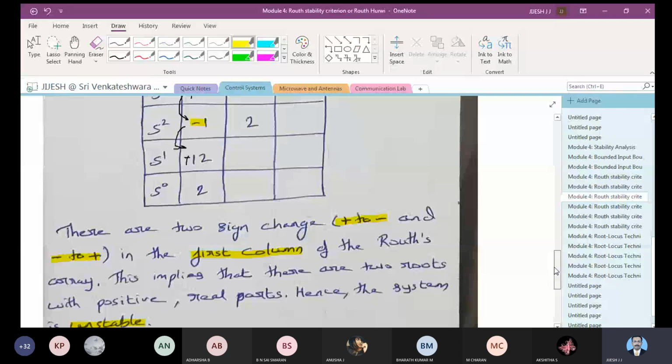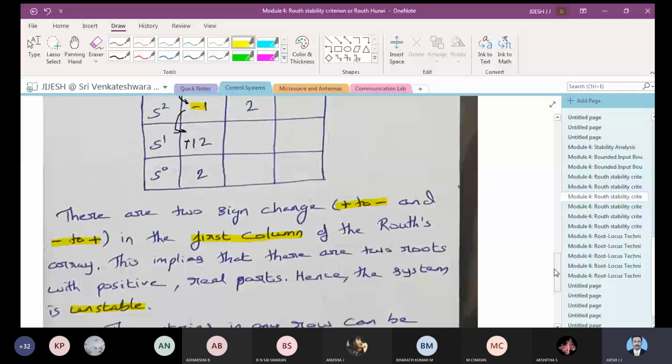So all of you note down, complete that, and write down this statement and say that the system is unstable because there is a sign change. That is very important for you to understand. In the previous problem, all the numbers were positive in the first column, so there was no change of sign and it was a stable system. In the second problem, you have got a -1 over there, so there is a sign change from plus to minus and minus to plus. So this implies that there are two roots with positive real parts, hence the system is unstable. All of you have completed?